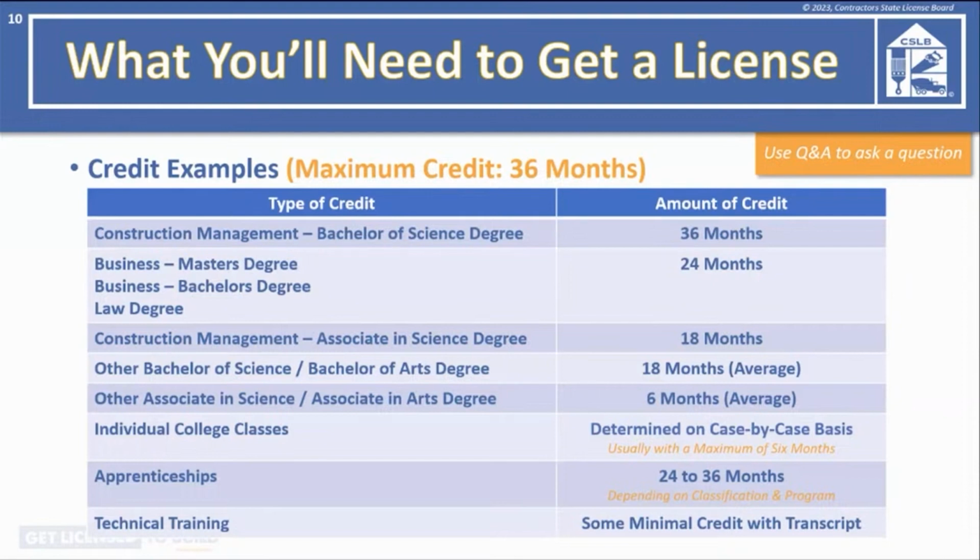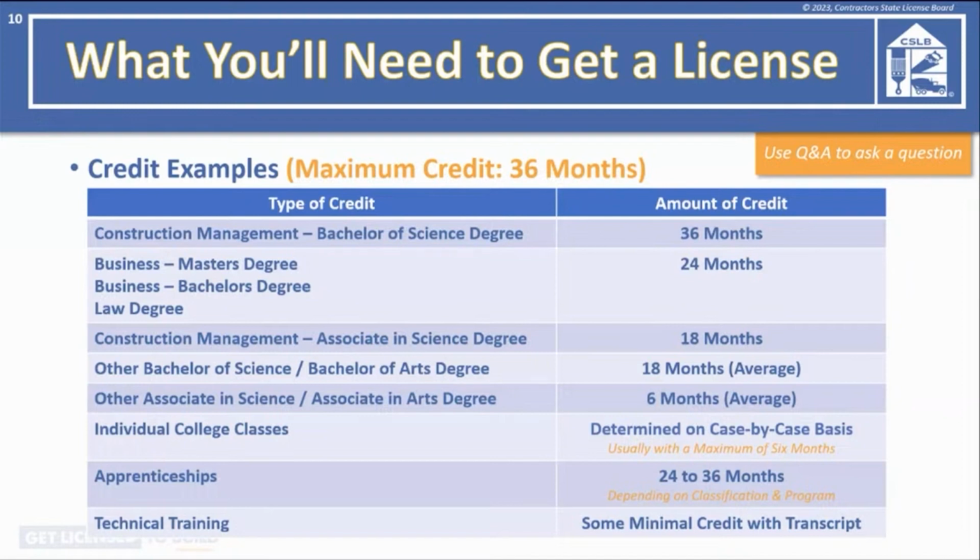So our best advice is do not rely on the combination of your experience and education credits to barely hit the 4-year experience mark. There is always the real possibility that you will not get as much education credit as you were hoping. Let's go through the chart from the most credit you can get to the least.